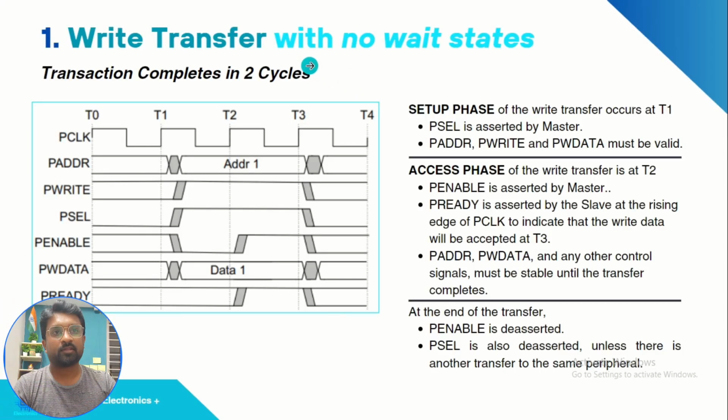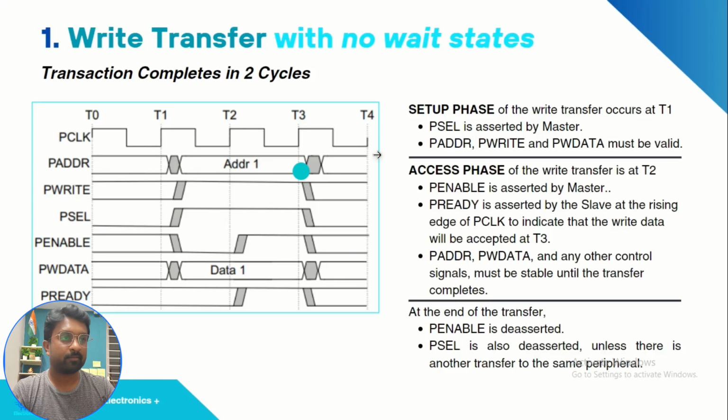So now let us go with the write transfer with no wait state first. Later let us see what is wait state and how actually that will be. So any transaction in an APB protocol takes minimum 2 cycles. It requires 2 clock cycles to complete one transaction. So here in the waveform you can see there is a P clock signal and there is P address, P write signal, P select, P enable, P W data and P ready.